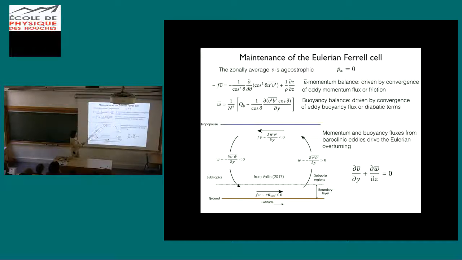Now in the upper part of the atmosphere, the frictional term is very small. It really is only important at the bottom.